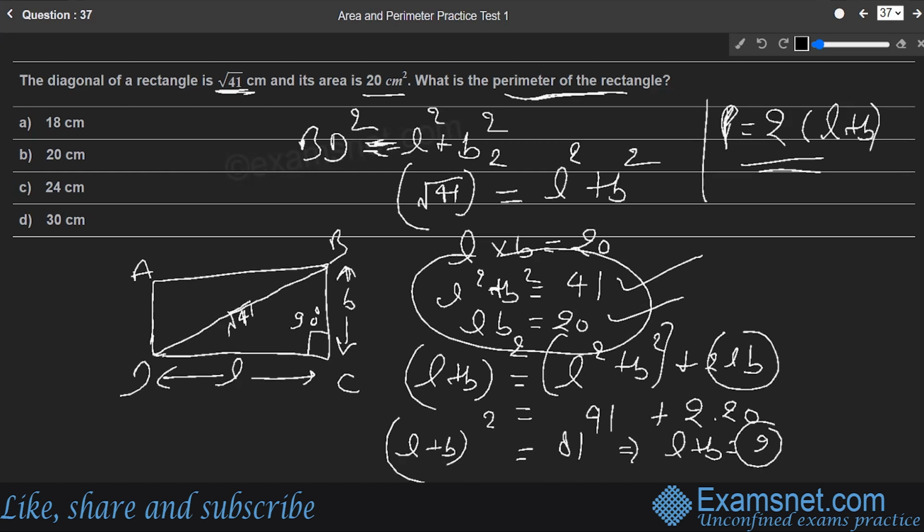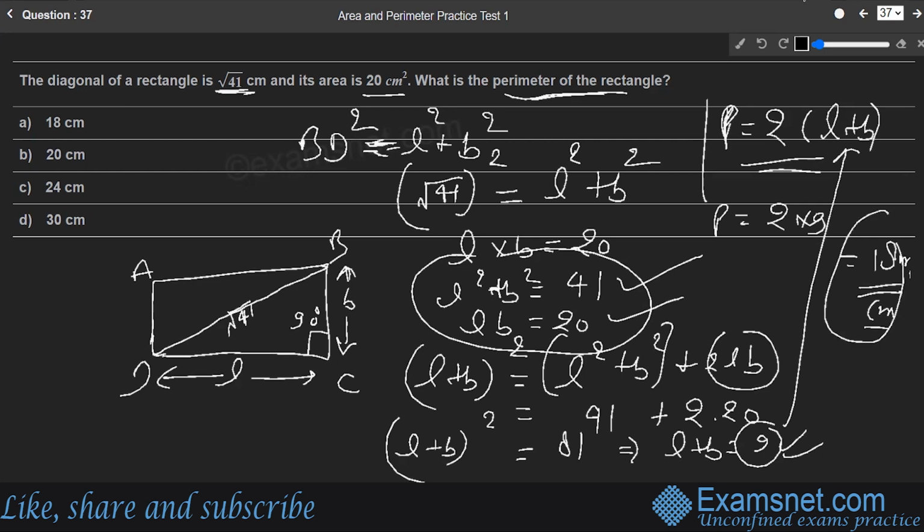Now we can use this L plus B value in our perimeter formula. If we do it, the perimeter comes out to be twice of 9, that is nothing but 18 meter. So that becomes the right answer for us. 18 centimeter rather, the units are in centimeter. So the perimeter value becomes 18 centimeter, which is available in option number A, so that becomes the right answer.